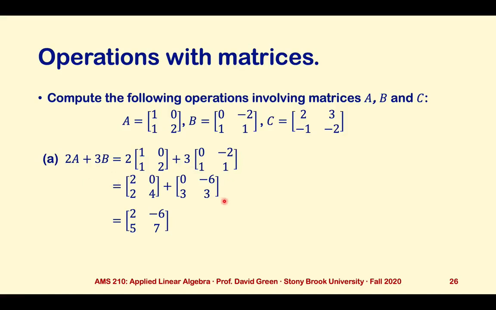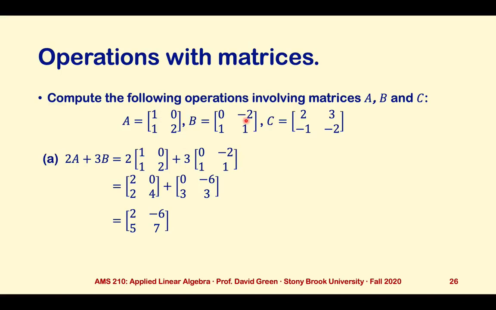Once we've taken the scalar multiples, add the corresponding entries. Matrix addition simply adds corresponding entries. 2 plus 0 is 2. 0 plus -6 is -6. 2 plus 3 is 5. And 4 plus 3 is 7 for our final answer.